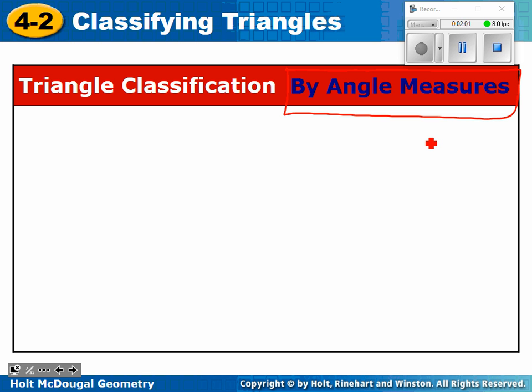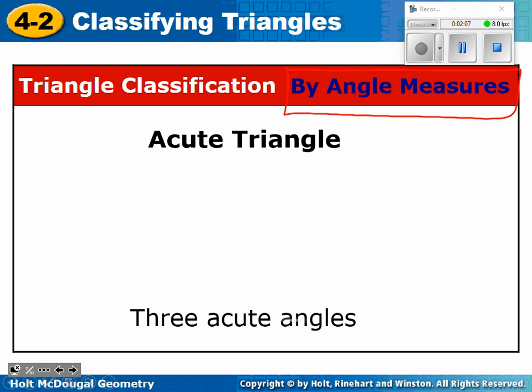So if they say classify the triangle by angle measure, you're going to give me one of these names. So the first one is acute. An acute triangle should have all acute angles. What does it mean to be acute? Okay, less than 90 degrees. So every angle would be less than 90.